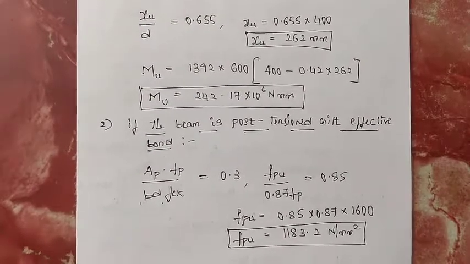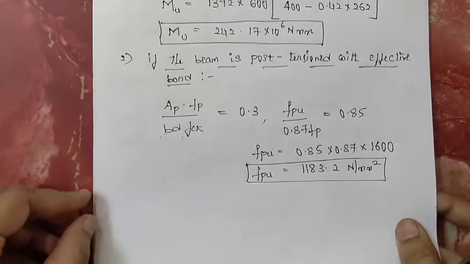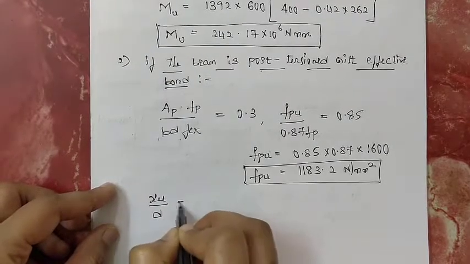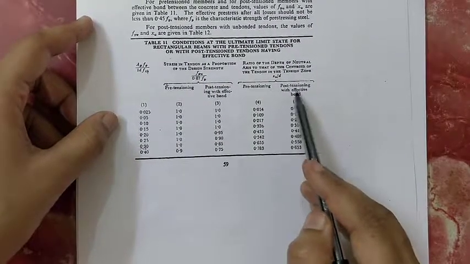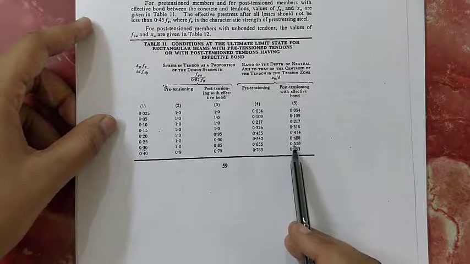Similarly, you need to calculate the XU by D ratio. You can observe in this table the XU by D ratio for post-tensioning with effective bond, that too for 0.30. It is 0.558.